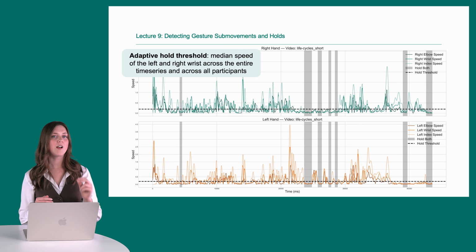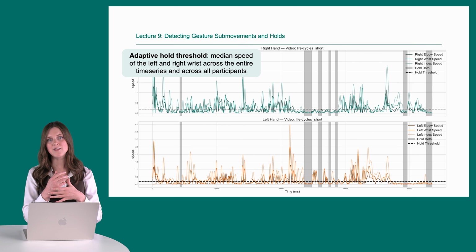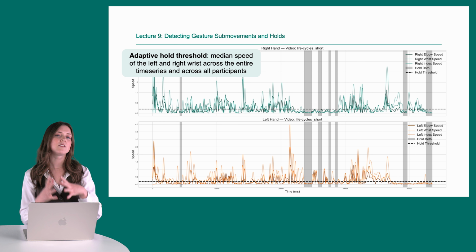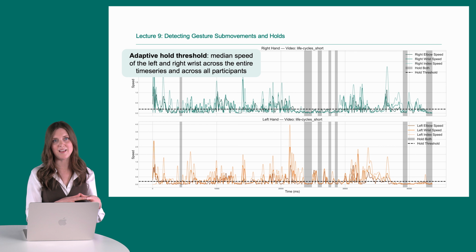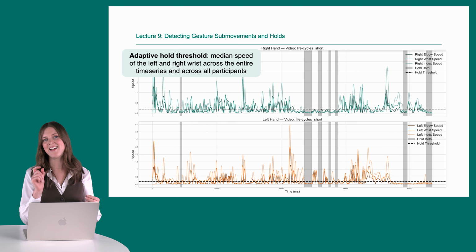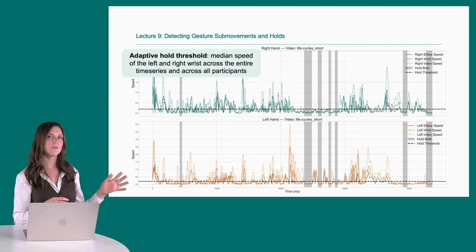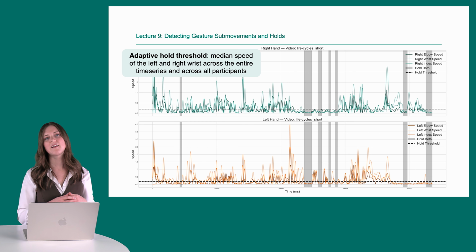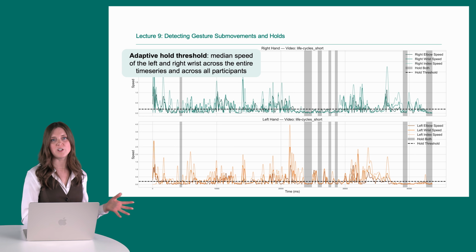So to be considered a hold, all 3 joints for both hands need to be moving at a speed of less than 0.2 units per second. And as I said before, the duration of the gesture hold has to be at least 300 milliseconds. So in this 45-second video, we identified 7 gesture holds using these criteria, indicated by the gray vertical shaded regions.